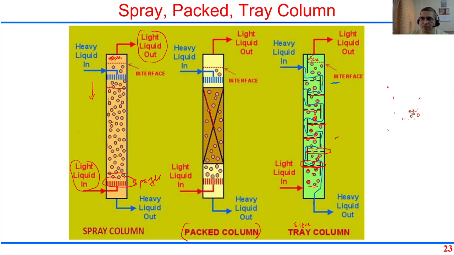And in the same way here, this exactly same operation: coalescence, redispersion, coalescence of the light phase, redispersion. So it coalesces below the tray, redispersed because of the sieves. Coalesced, redispersed, coalesced, redispersed, and so on.